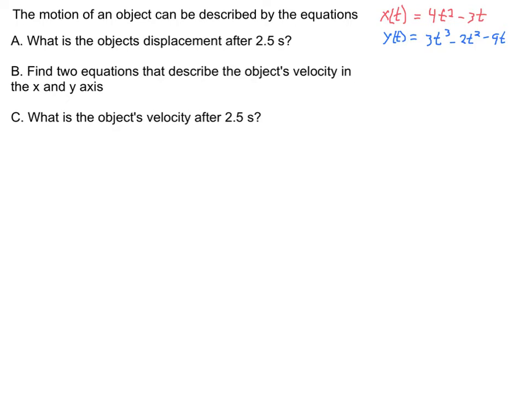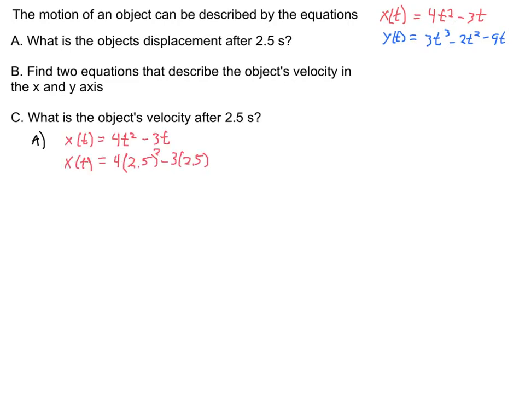So I've got my two equations here that describe an object's position in both the x and the y-axis, two-dimensional motion, and it's asking what is the displacement after 2.5 seconds. Well, after 2.5 seconds, the object will have gone a little bit in the x and some in the y, and then we've got to combine those two. The way you do this is you start out solving this separately. So let's solve for the object's displacement in the x first.